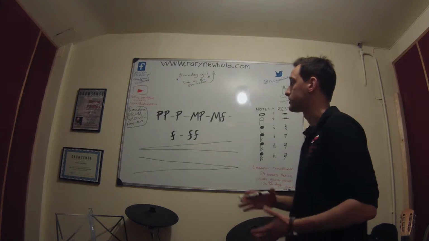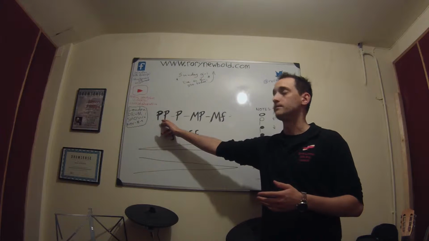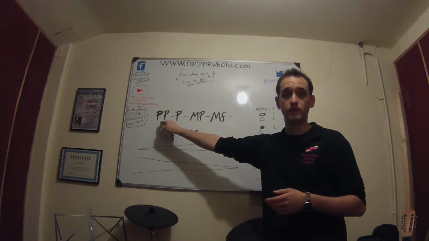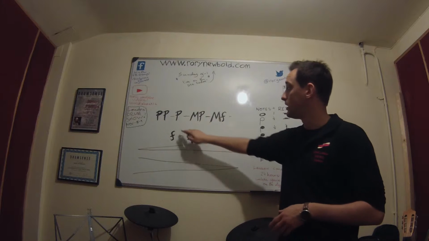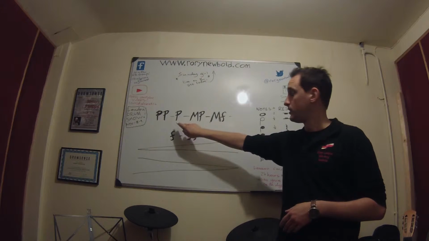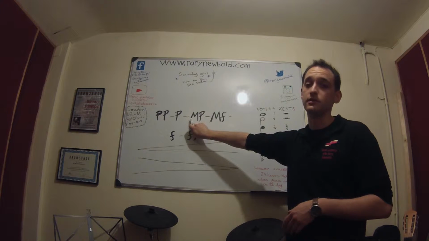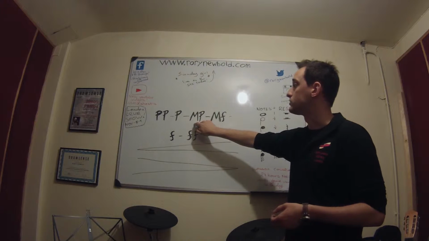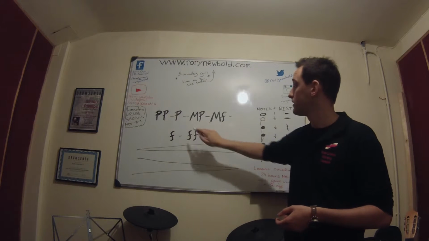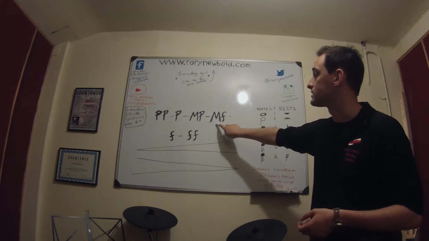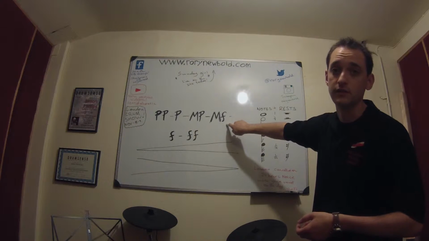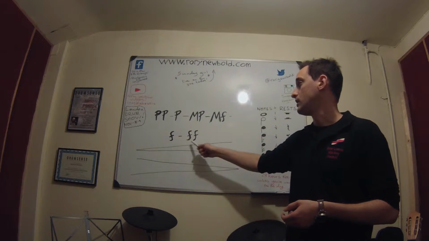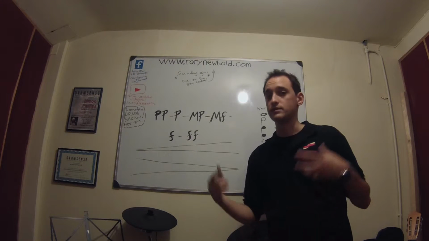So first of all, let's go from the very beginning. PP stands for very soft. Okay, it means pianissimo, very soft or softly. Piano, softly. And then we add the M, which is mezzo, which means moderately. So if piano is soft and M is moderately, we'll have moderately soft. Now we move into the F bracket, and the F stands for forte, which is loud, moderately loud. F, loud, and double F would be fortissimo, which is very loud.